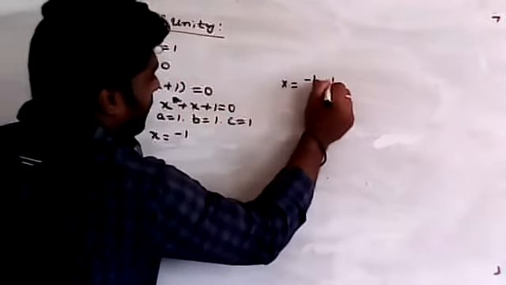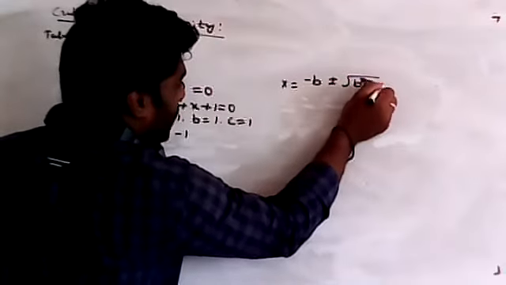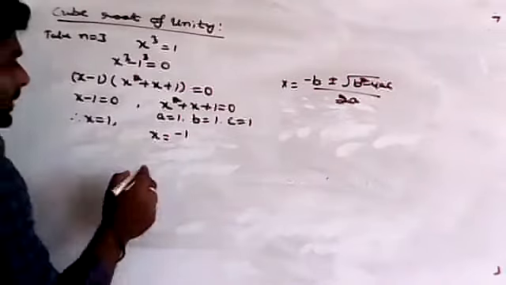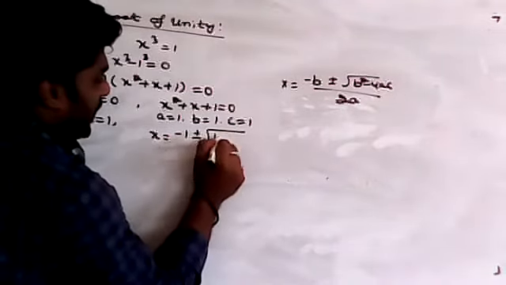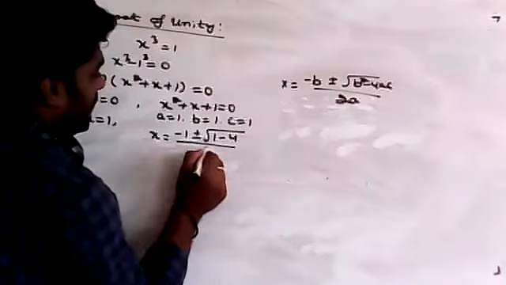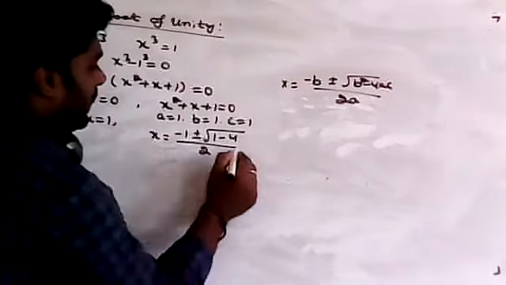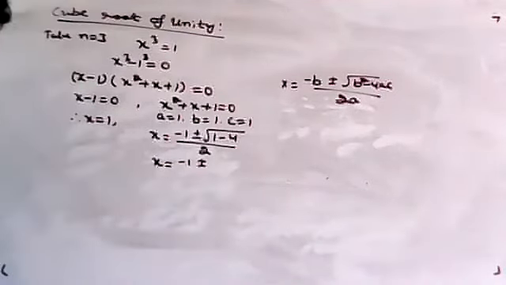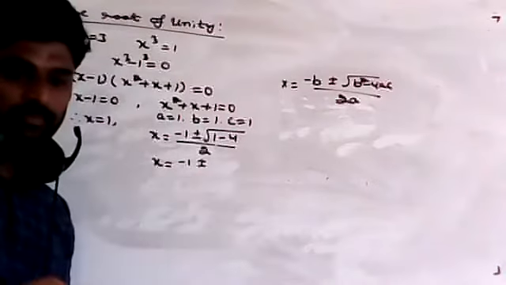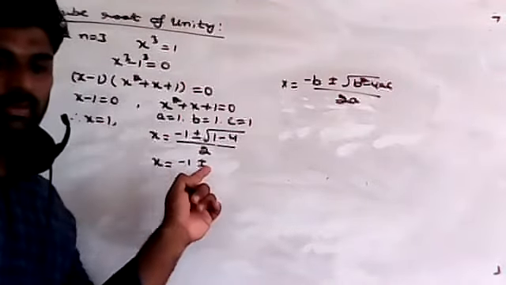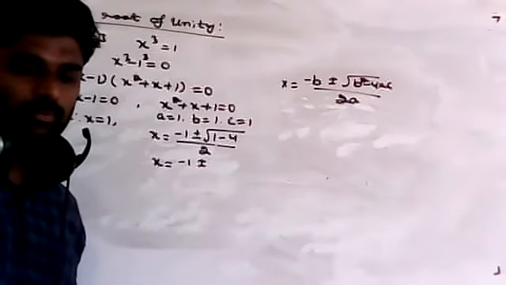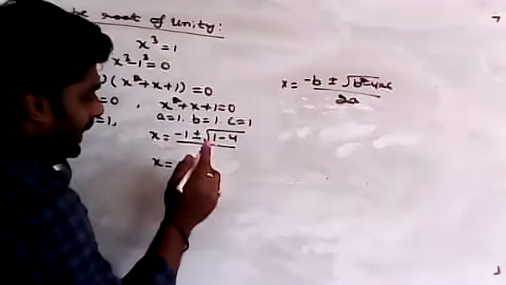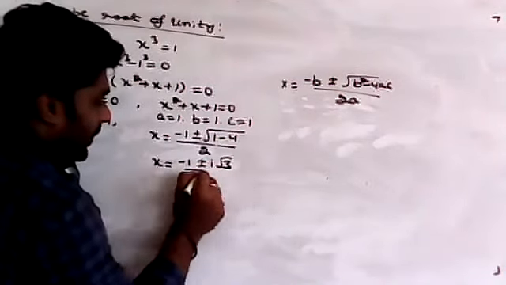Minus b plus or minus square root of b square minus 4ac by 2a. Yes, good. Quadratic. Minus b plus or minus square root of b square, which is 1, minus 4ac, which means 4, divided by 2a. So can you tell me what value you get here for x? That is minus 1 plus or minus. What is remaining inside? What do you get here? Next step. Yes, good. Because the square root contains what? Minus. So we have to take i root 3 by 2.